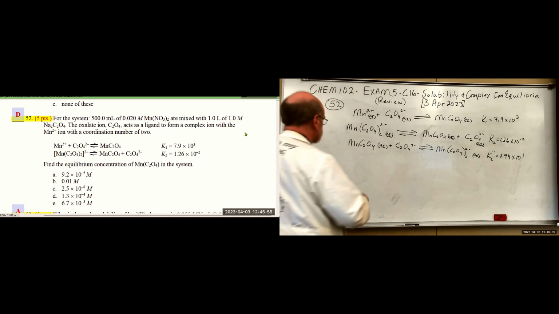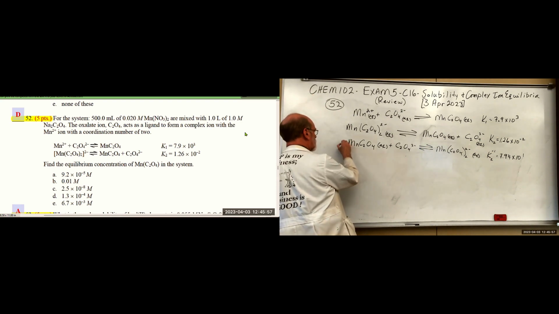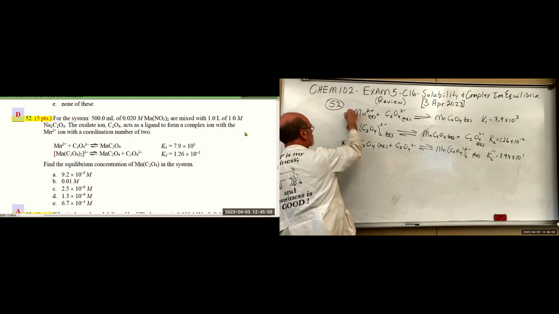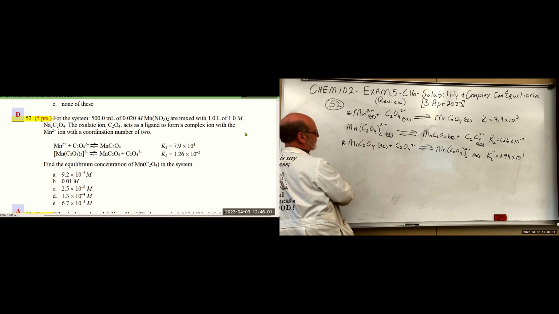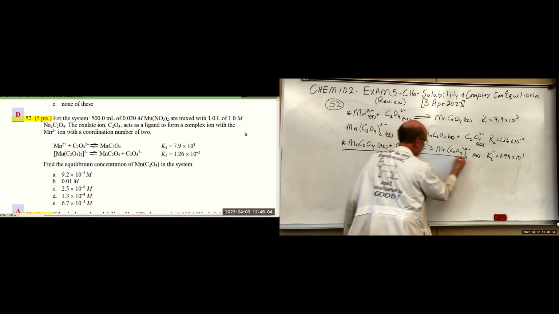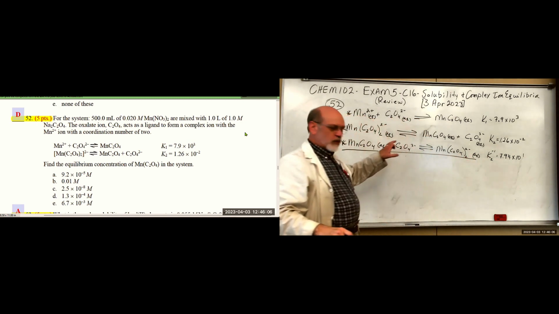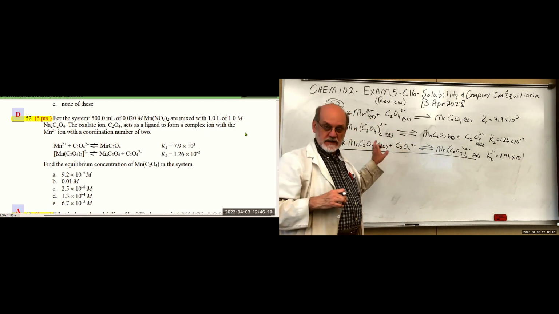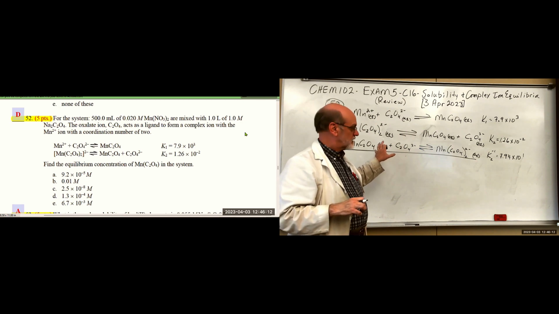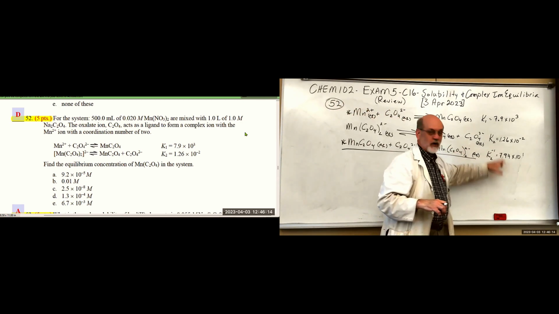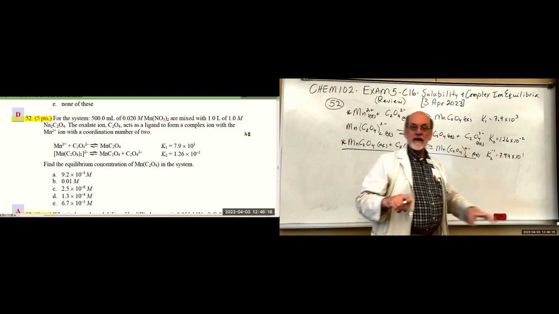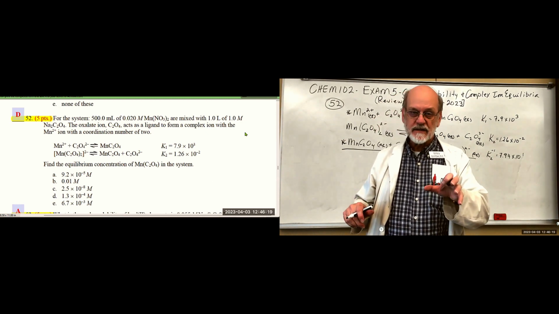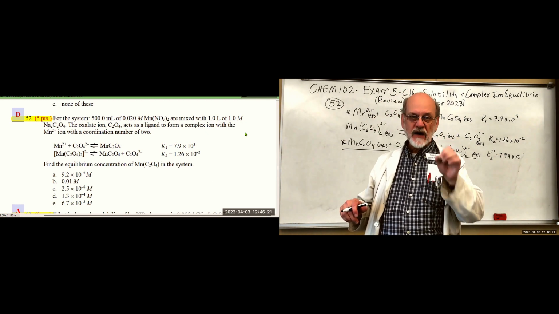The overall reaction is this one plus this one. Okay. Now, we need the overall reaction simply to tell us what the stoichiometry of the mixture is. We don't even need the overall K value. Why? Because the question asked is, what's the oxalate?